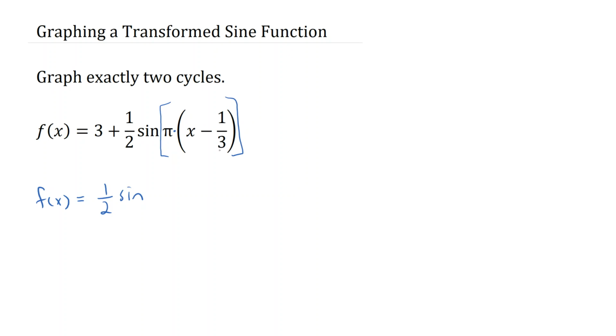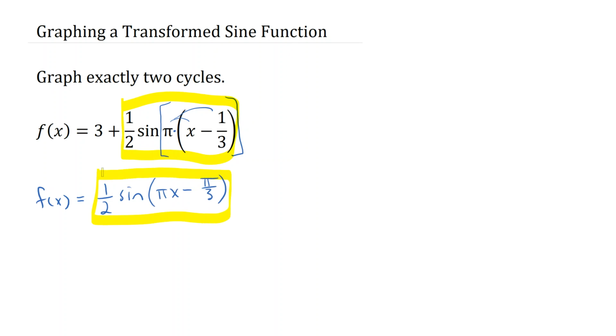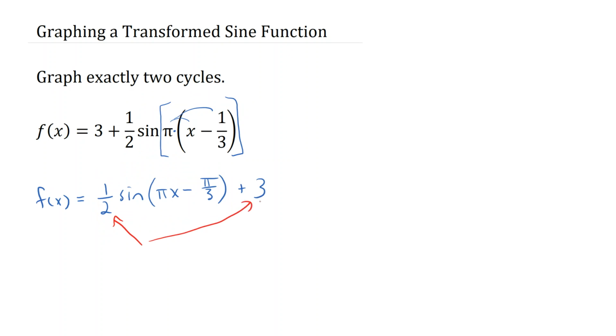One thing we can do to help ourselves see that better is distribute our pi so that it looks like pi x minus pi over 3. So this stuff here is the same as all of this. Then all that remains is the plus 3, so we'll put that on the end here. What we can see then is that the multiplication by 1/2 and the plus 3 are y transformations, so we'll deal with those. Then our angle is pi x minus pi over 3. The input to the trig function is what I'm calling the angle. It's also called the argument.